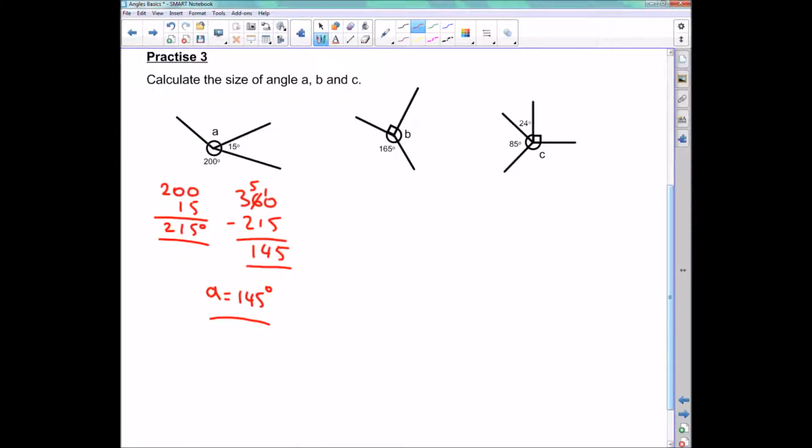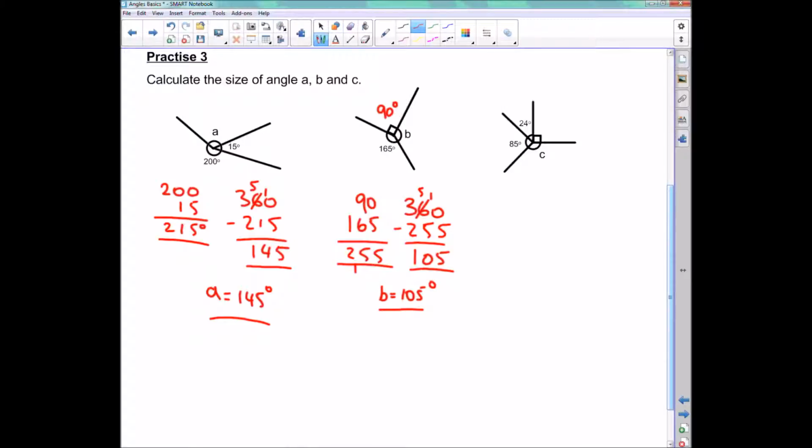The next question, hopefully you identified that square there meant that this was 90 degrees. So again, I'm going to start off by adding up the angles given to me. Okay, so that's going to give me 255. Now I need to do 360 take away 255. Okay, again, I've got to borrow, and I get 105. So B is 105 degrees.